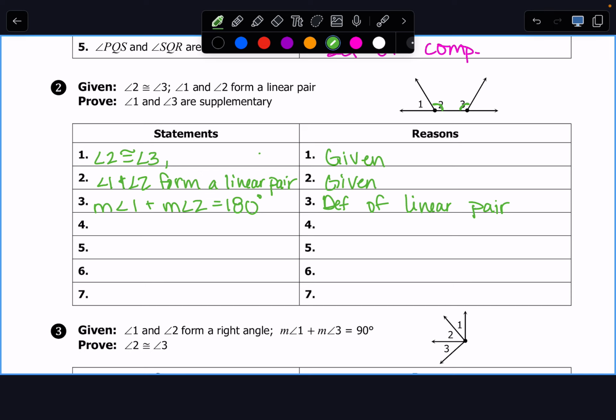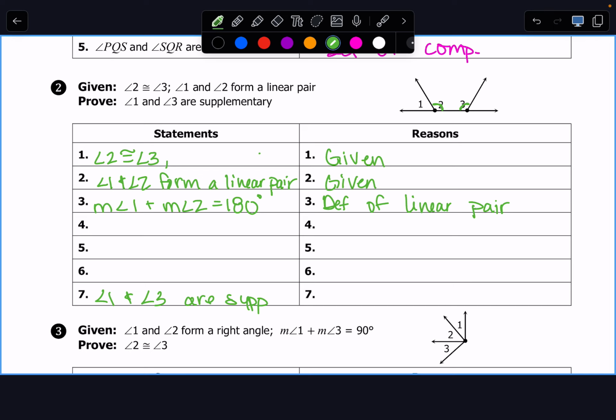Okay, if our last step needs to be that angle 1 and angle 3 are supplementary, that's where we have to end. You don't have to write it in now, but that's our goal. What does our second to last step need to be? They need to add up to 180 degrees. So I need to somehow find a way to get angle 1 plus angle 3 equal to 180.